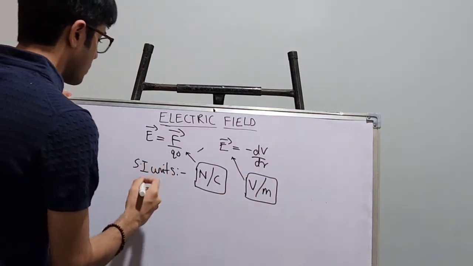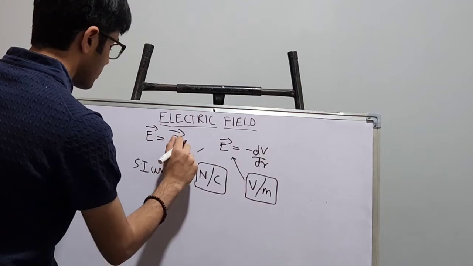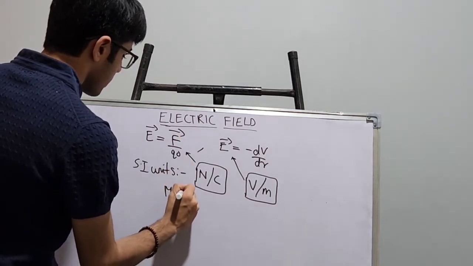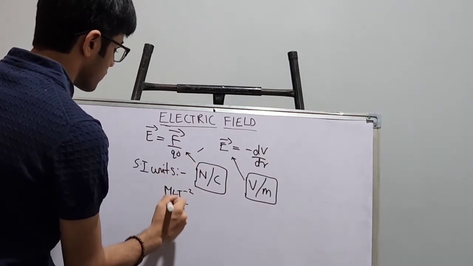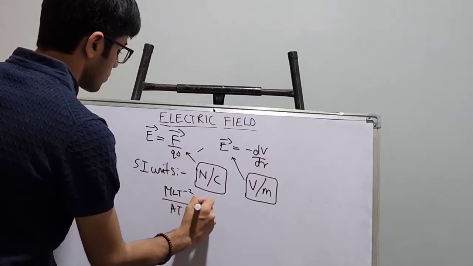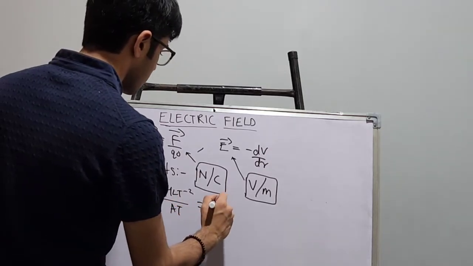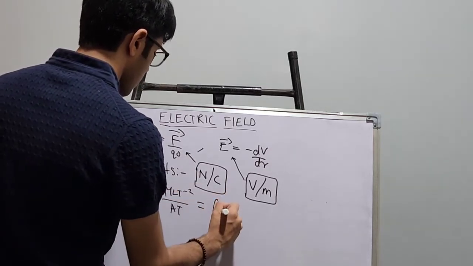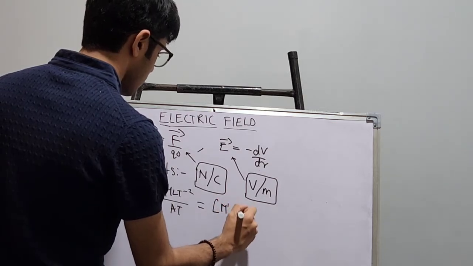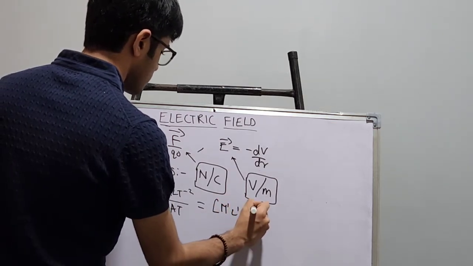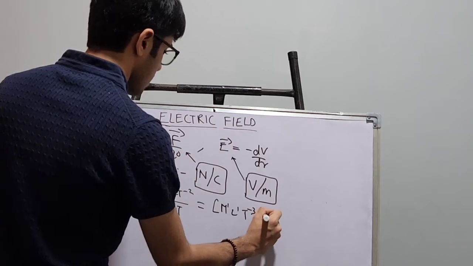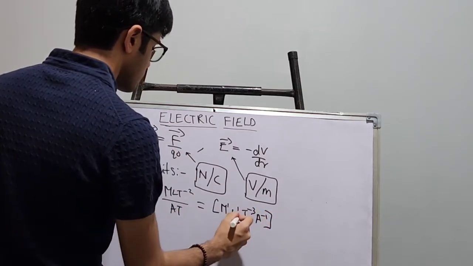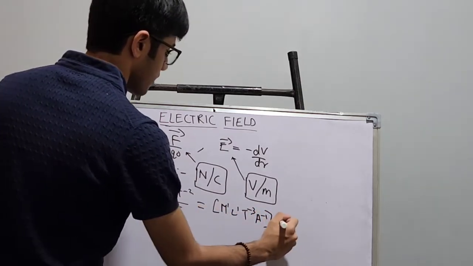And when we talk about its dimensions, we know that the dimension of force is M L T minus 2 and the dimension of Q naught is A T. So the dimension of electric field becomes M1 L1 T minus 3 A minus 1. This is the dimension of the electric field.